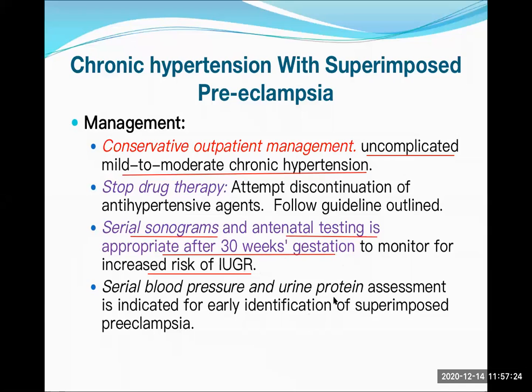Serial blood pressure and urine protein assessment is indicated for early identification of superimposed preeclampsia. How do we diagnose preeclampsia? Proteinuria is one of the very important components. The lady is already hypertensive, remember this. On top of that, if she starts to pass proteinuria, if she develops more edema than before, then we know she is having superimposed preeclampsia. Now, this is a serious condition.